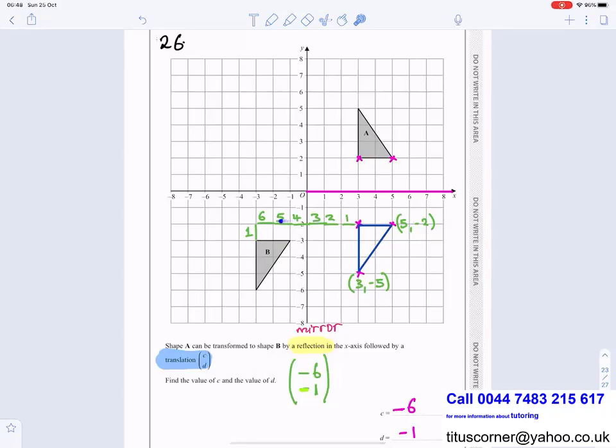And when you move to the left, you use negative. So minus 6 steps to the left and minus 1 step down. So minus 6 is for the x going to the left, and minus 1 represents the y going down. So it's (-6, -1).